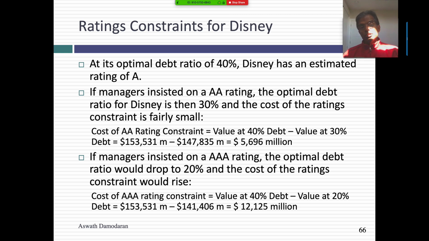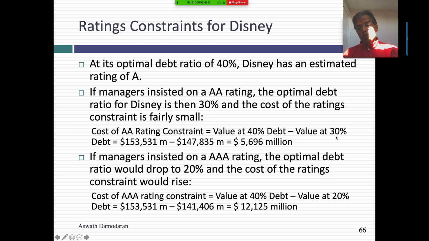When I told you Disney's optimal debt ratio was 40%, the rating for Disney at a 40% optimal debt ratio is single A. So that's a pretty good rating. But let's say Disney came back and said, we want at least a AA rating. Well, here's how you'd build it into your analysis. With a AA rating, the most Disney can afford to borrow is 30%. Because as it goes from 30 to 40, its rating drops below AA.